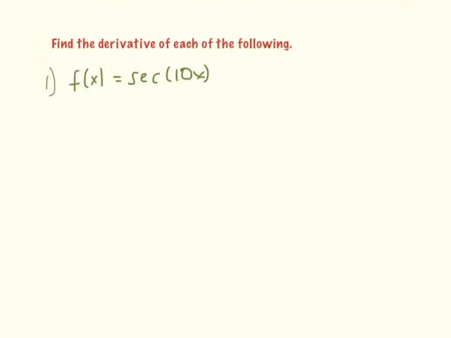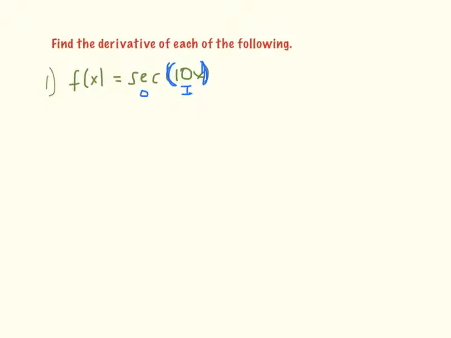Okay, so we're going to get rolling on some practice. Again, each of these, we're going to practice taking the derivative with these new trig functions, but we're also going to be seeing the chain rule in each one of these. So the first one is asking us to take the derivative of f of x equals secant 10x. So here, you have secant of 10x, so 10x is your inside and the secant is your outside.